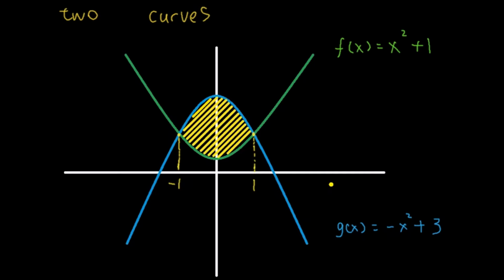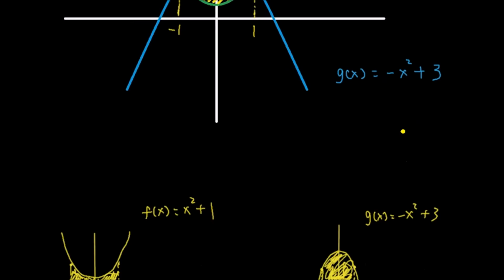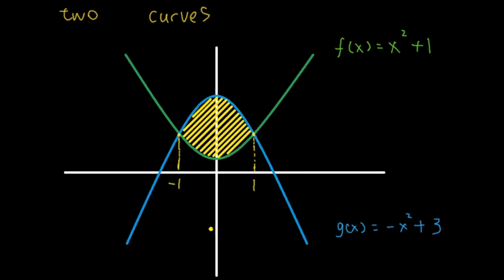So we can do a definite integral to calculate the area of the yellow shaded region. Okay, so first of all, let me write this. It must be the area under this curve, subtract the area under this curve. So it's the area under the blue curve, subtract the area under the green curve to give you the area of the yellow shaded region here.